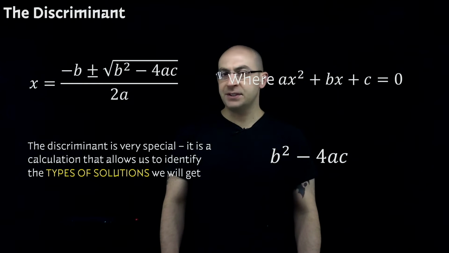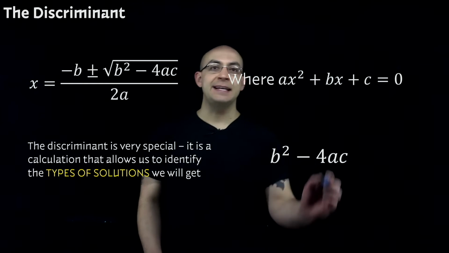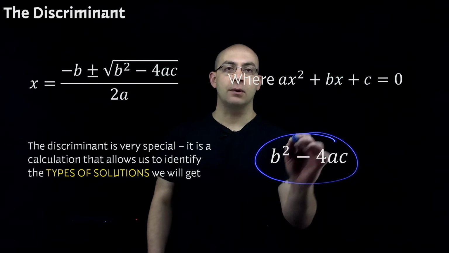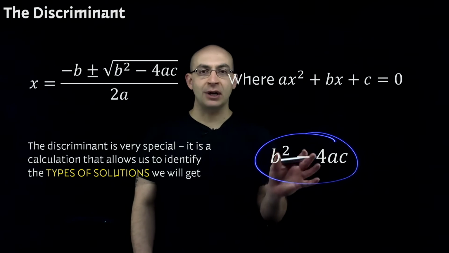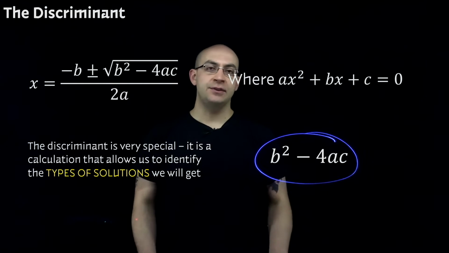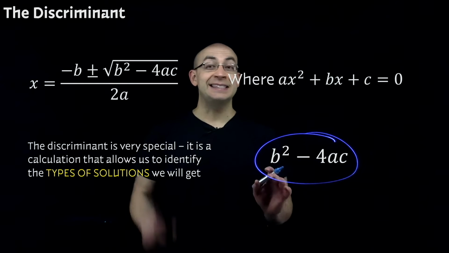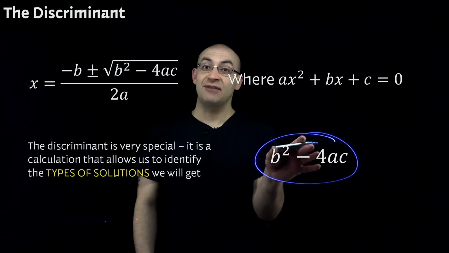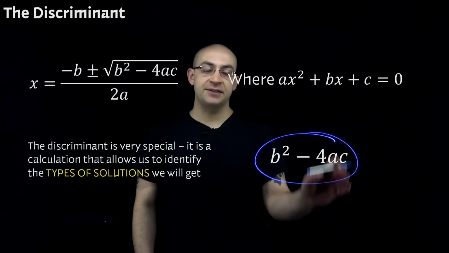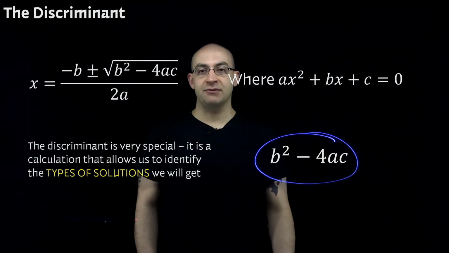Now, what is the discriminant? Well, the discriminant is just the value or just the expression part underneath the radical sign. So it's not the radical, it's just the stuff underneath. B squared minus 4ac. That is the discriminant.